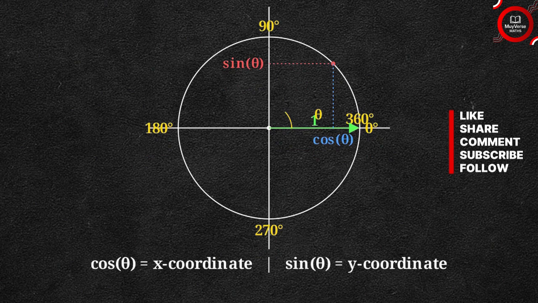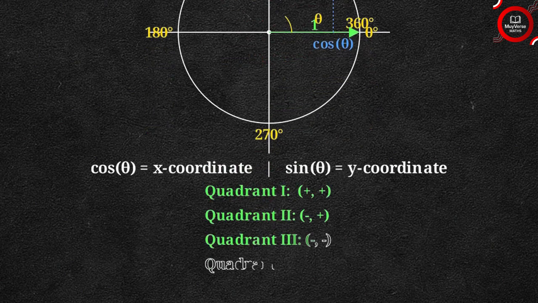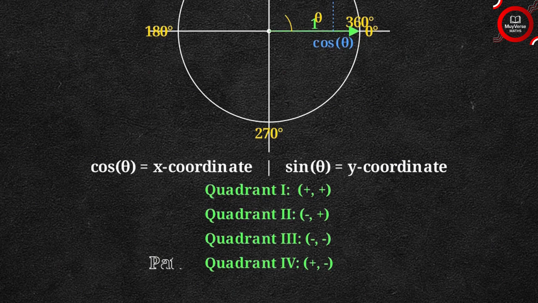A final tip: fast memorization comes from pattern recognition. In each quadrant, the signs of x and y follow a repeating pattern. If you can recognize these patterns quickly, the unit circle becomes much easier to memorize and use.